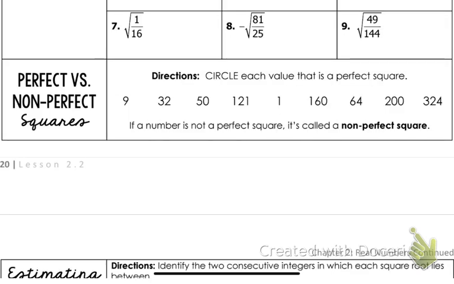Perfect versus non-perfect. I want you to circle each value that is a perfect square. Remember, if it's not in our list, we might have to plug it in our calculator. If it comes out to a decimal, it's not a perfect square. If it comes out to an even number, it is a perfect square. So we circle it. Type in square root of 32 in our calculator. Don't be lazy. What does it come out to?